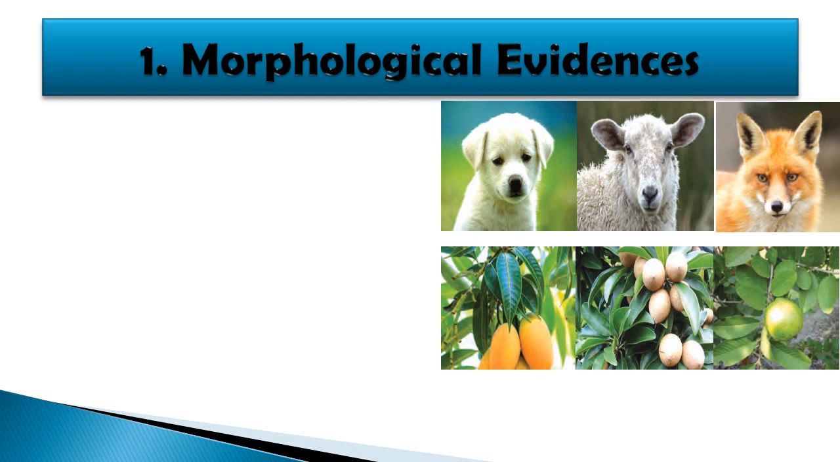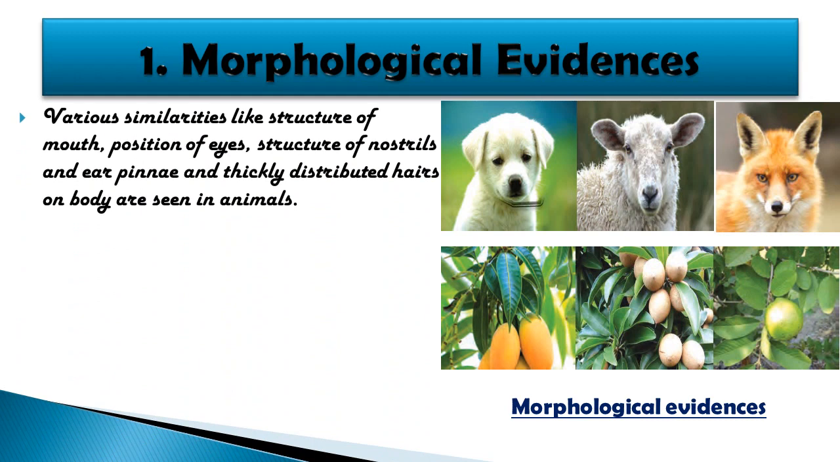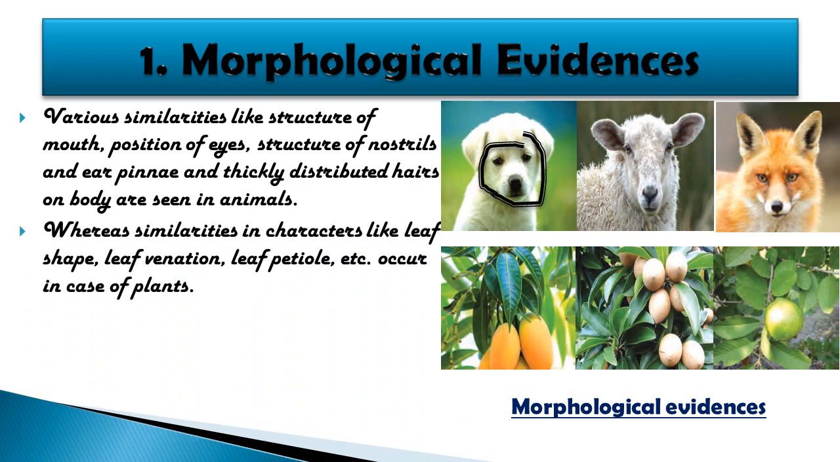So various similarities can be seen in the animals and plants which I have mentioned on the screen. Various similarities like structure of their mouth, position of eyes, structure of nostrils and ear pinnae, and thickly distributed hairs on the body are seen in animals. Okay, so these are the various similarities among different classes of animals. Whereas in plants we can observe similarities in characters like leaf shape, leaf venation and leaf petiole.